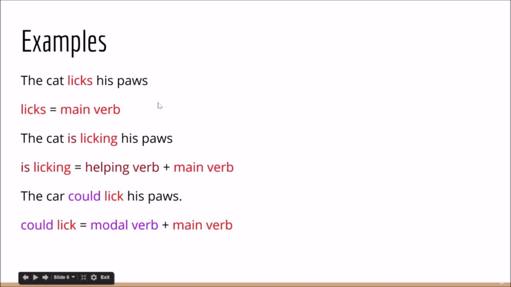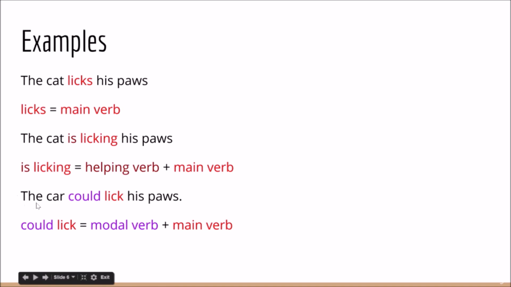The cat licks his paws. Okay, licks is just a main verb. Okay, so that's all we have in this sentence. Licks. But here, the cat is licking his paws. Okay, so is licking is now changed from licks, right? Is licking has a helping verb. So now the sentence has changed. Okay, the cat licks his paws. The cat is licking his paws. Okay, so we use these verbs to change the meaning of our sentence.